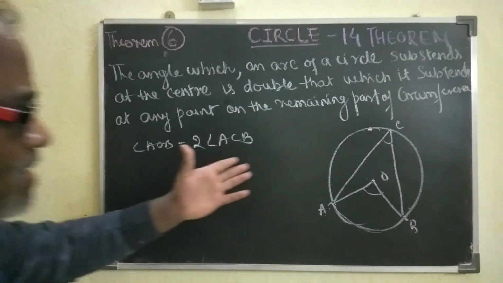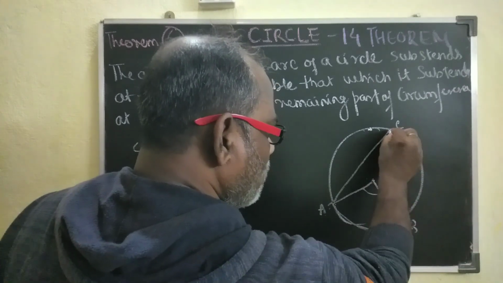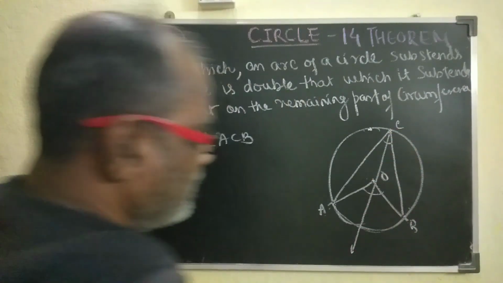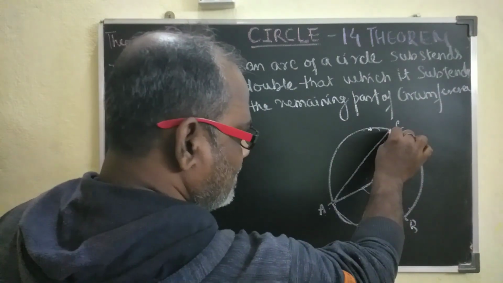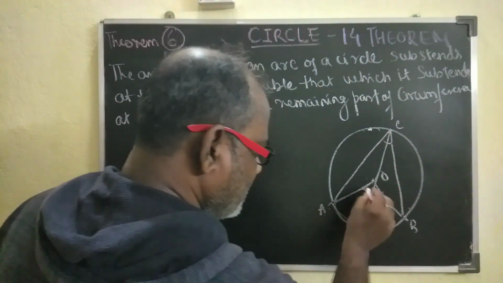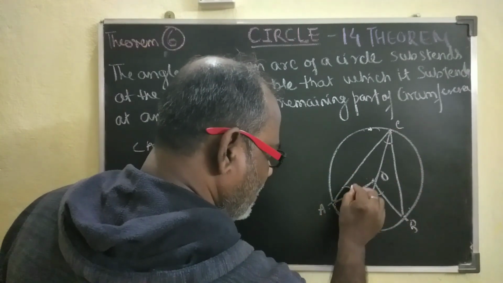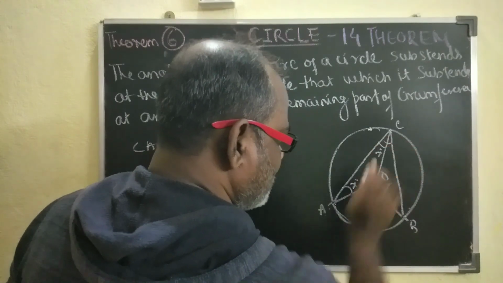So for this, how will we do it? First, we will join CO like this. Now when CO is joined, this is the radius, this is the radius. Since then this triangle becomes an isosceles triangle, let this angle be x degree. So this angle is also x degree.